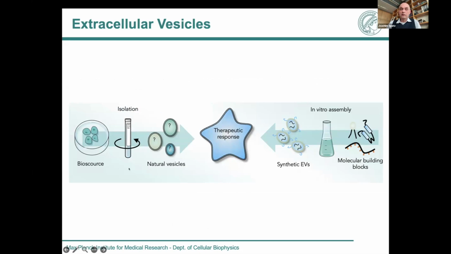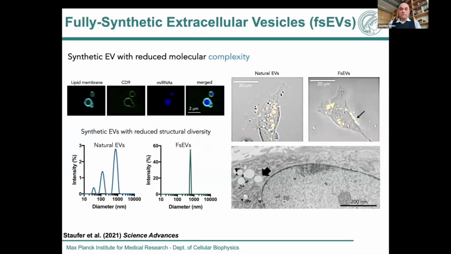But what you always need is the information about which mRNAs are of interest and which surface proteins are of interest for a certain therapeutic approach. If you have this information, then you can really build these synthetic extracellular vesicles very nicely. You see here the lipid membrane. Here we immobilize CD9. We included microRNAs. And if you compare natural extracellular vesicles with the synthetic ones, you don't really see a difference.